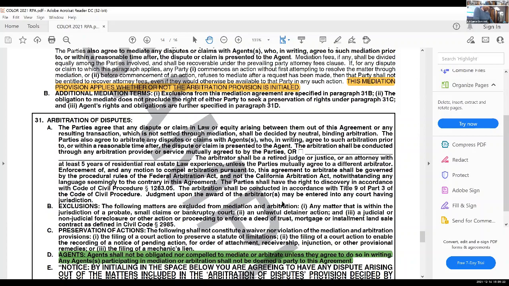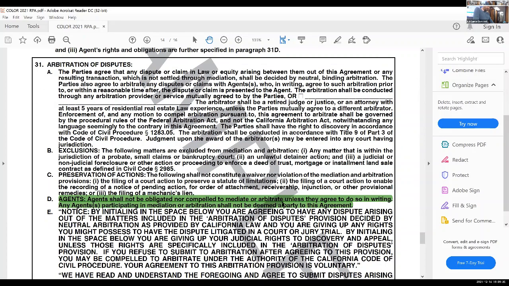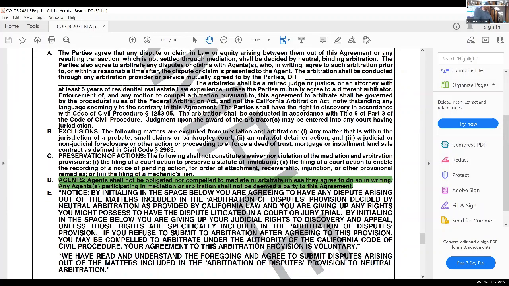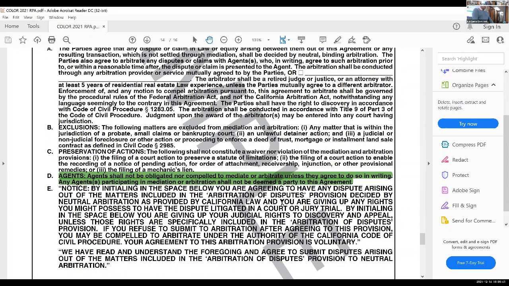Arbitration is a mediation process. It is legally binding. It's a lot less expensive than litigation. So it says the agent shall not be obligated nor compelled to mediate or arbitrate unless they agree to do so in writing. Any agents participating in mediation or arbitration shall not be deemed a party to this agreement.